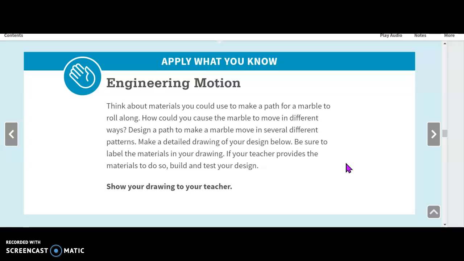Design a path to make a marble move in several different patterns. Make a detailed drawing of your design below. Be sure to label the materials in your drawing. If your teacher provides the materials to do so, build and test your design. So if you do this on your own, maybe after you finish your work or maybe at home, I can give you marbles and you can actually make your design, but you would have to have it labeled and drawn.